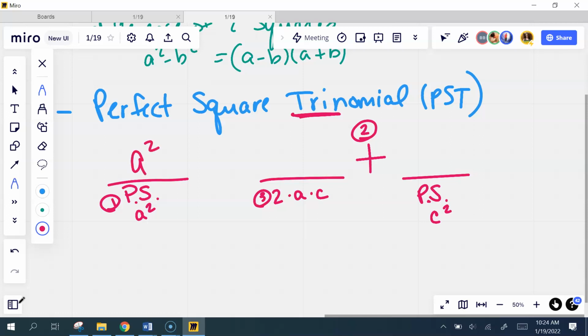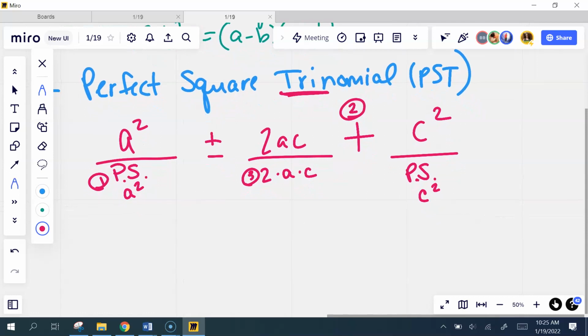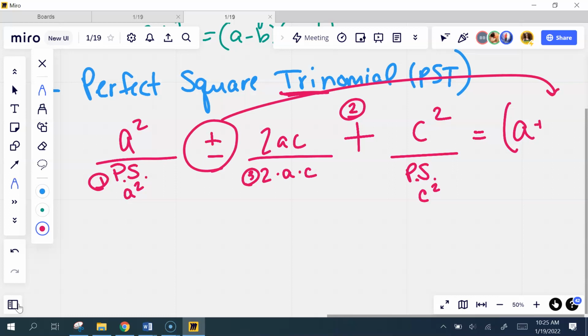So this is a squared, c squared, and 2ac. This first sign could be plus or minus. If those three things happen, then to factor it, all I have to do is the square root of the first one, whatever this first sign is, and then the square root of the last, and I put a squared on it.